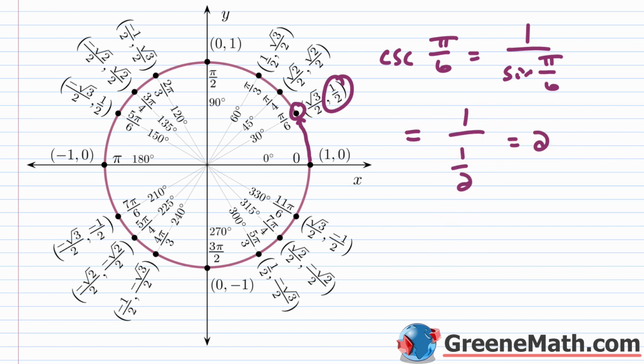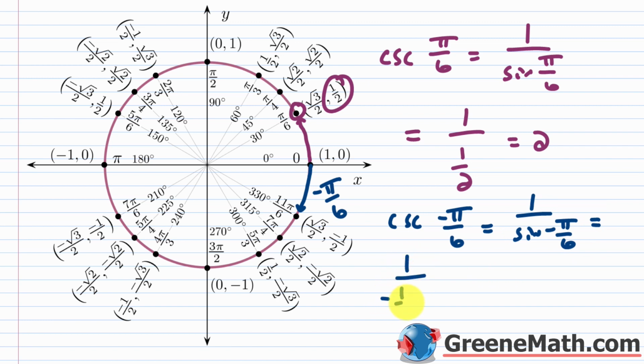If you looked at negative pi over 6, I'm rotating clockwise. So we saw that earlier, and so this is coterminal with 11 pi over 6. But the thing is, cosecant and sine, they are negative in quadrant 4. So that means I'm going to get the opposite of this. So I would want negative 2. So the cosecant of negative pi over 6 is equal to 1 over the sine of negative pi over 6, which is equal to 1 over negative 1/2. Again, you can take that y coordinate right there. And so this is equal to negative 2. So that's why these guys are opposites.